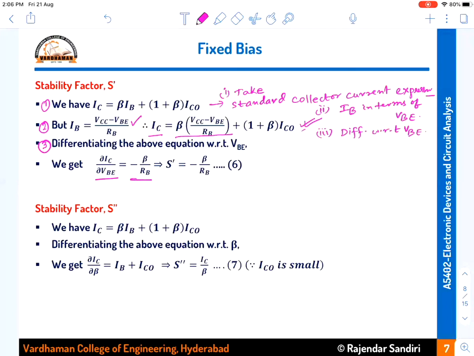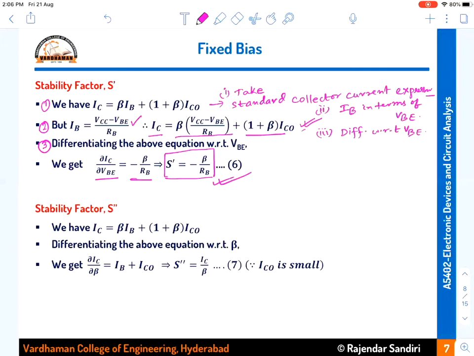Then the last term is 1 plus beta into IC naught. Beta is constant, IC naught is also constant, and only VBE is variable, so that differentiation is 0. So simply, dou IC by dou VBE is equal to minus beta by RB. Dou IC by dou VBE is the definition of S dash. Therefore, S dash is minus beta by RB. That is the expression for the stability factor S dash.